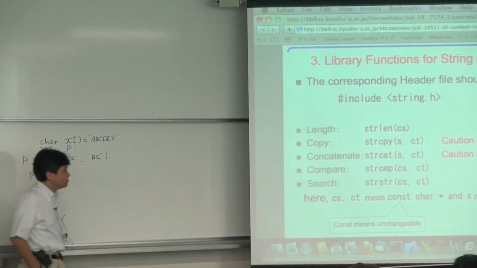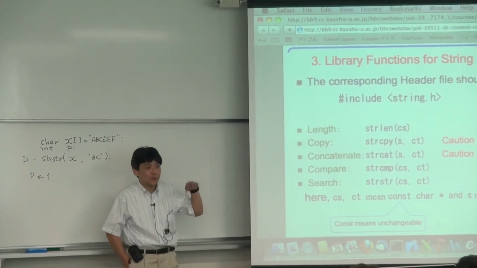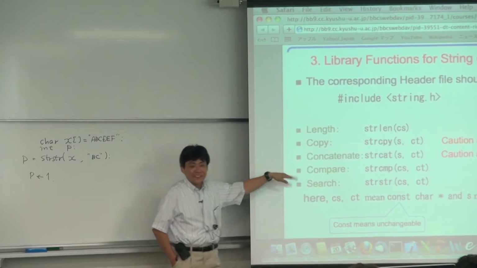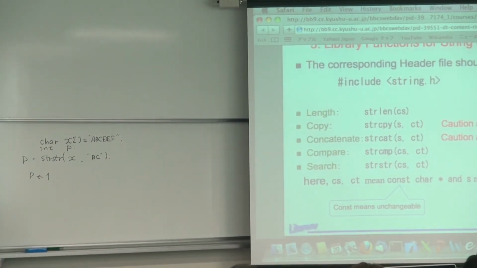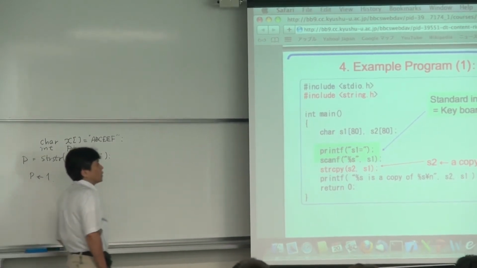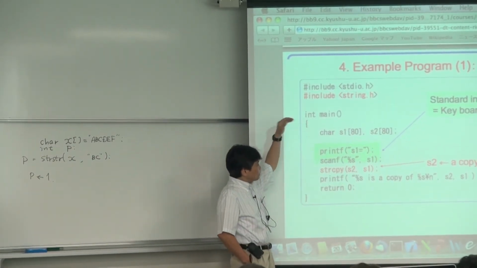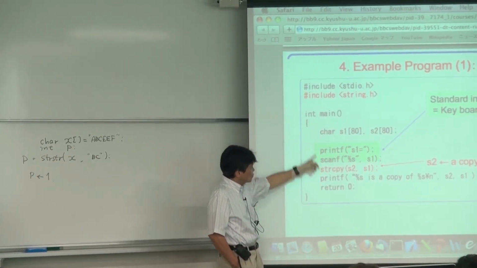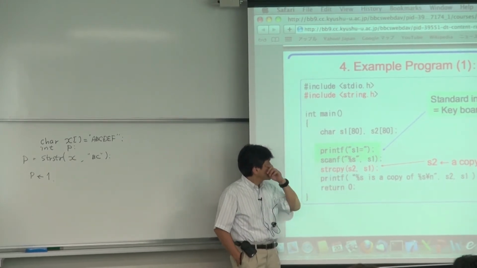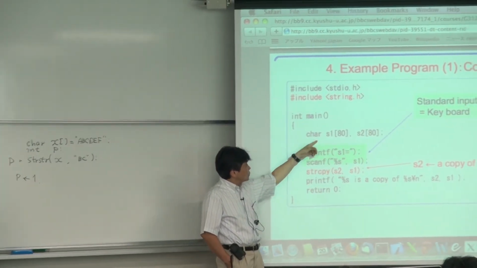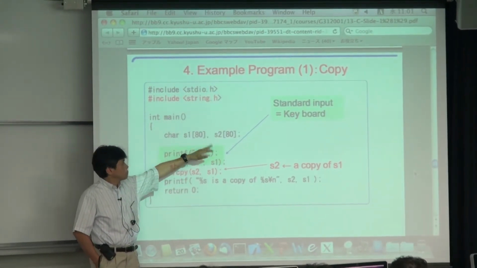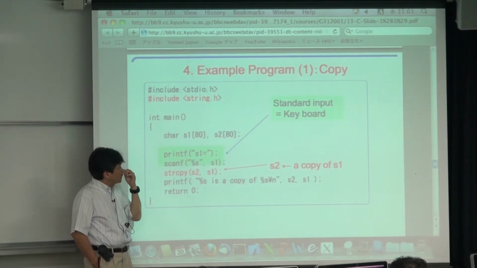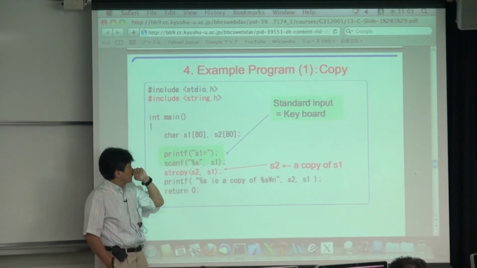So we provide several actual programs using this function. I will explain how to use this function. The first program is for copy: make a copy of a string using the string copy function. In this case, you specify two string variables. Their size is 80 characters.